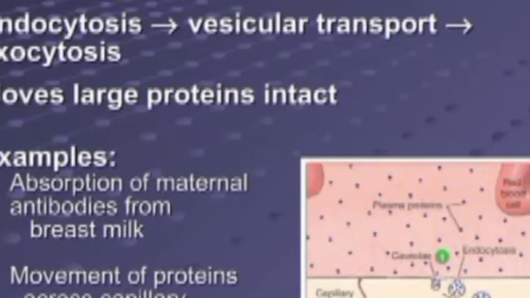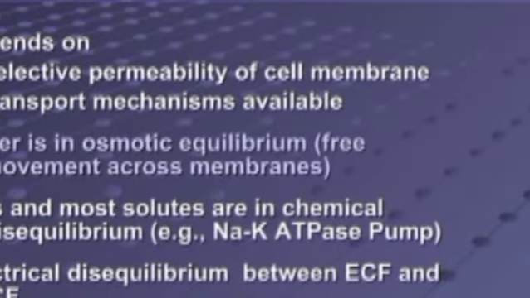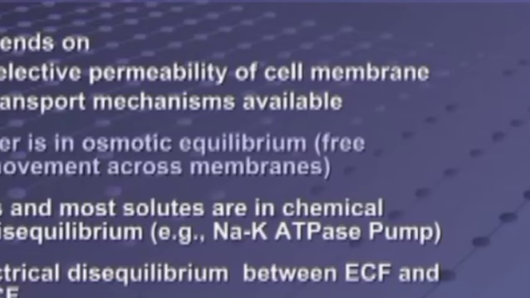Next one is transcytosis. In transcytosis, endocytosis is followed by vesicle transport, and vesicle transport is followed by exocytosis. It moves large proteins intact. Example: absorption of maternal antibodies from breast milk and movement of proteins across the capillary endothelium. There is a diagram showing the exocytosis cells and the capillary endothelium. Plasma proteins and red blood cells are also present, along with intracellular fluid.